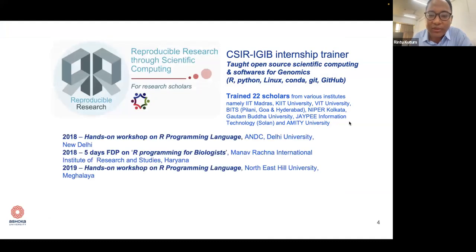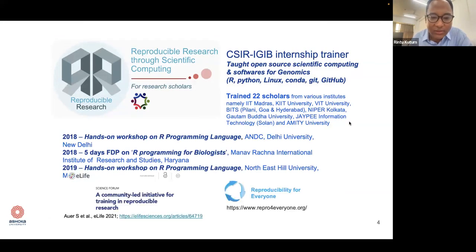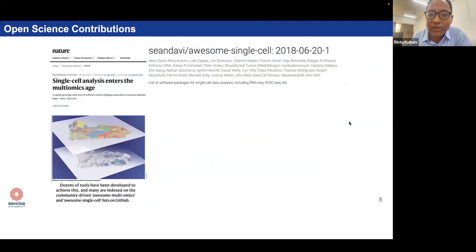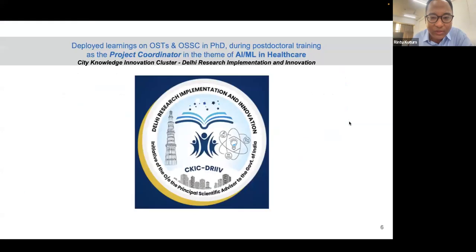Apart from this, I've been actively working with the open source community, where I've been part of various organizations where we do training in R, Python, Linux and other activities. We have also been involved in a lot of single cell genomics activities, which were highlighted in the Nature technology features. Post my PhD, I joined IIT Delhi, where I primarily worked in the area of AI and healthcare, where I implemented whatever I learned during my PhD on open source scientific computing during my postdoctoral time.